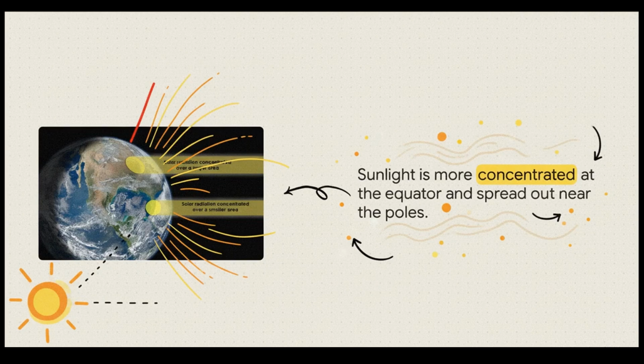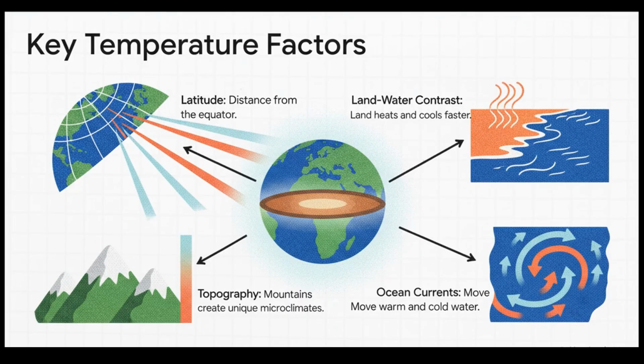Okay, here's a super simple way to picture this. Imagine the sun is a giant flashlight. At the equator, that flashlight beam is shining straight down, so all its heat is focused in a small, intense circle. But because the Earth is a sphere, as you move toward the poles, that same beam gets smeared out over a much bigger area. It's the exact same amount of energy, but it spreads super thin, and that's why it's so much colder up there. But of course, it's not that simple.